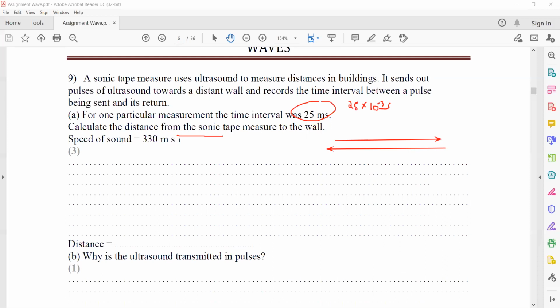The speed of sound is given as 330. Whenever there is a reflection, we use the formula speed equals 2 multiplied by distance divided by time, because the wave travels a distance d and then returns, another d. So speed is 2d divided by t, and the distance will be speed multiplied by time divided by 2.